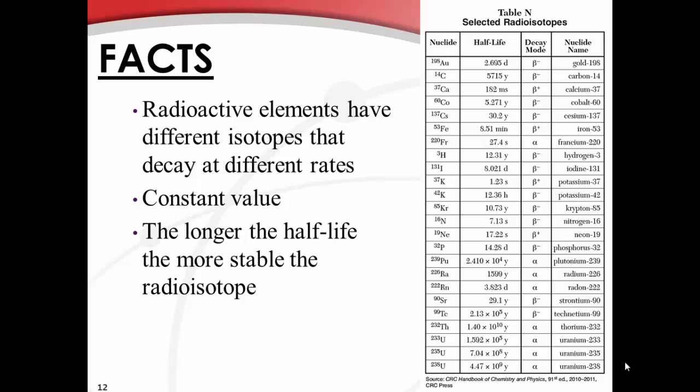As shown on Regents Reference Table N, different radioactive nuclei have different characteristic half-lives, and for our purpose, the half-life is a constant value, unaffected by the amount of the sample, the temperature, the pressure, or the form of the radioisotope.